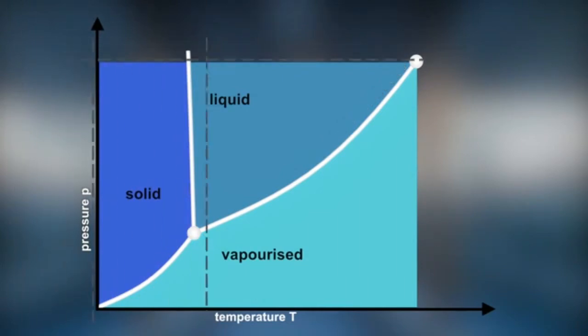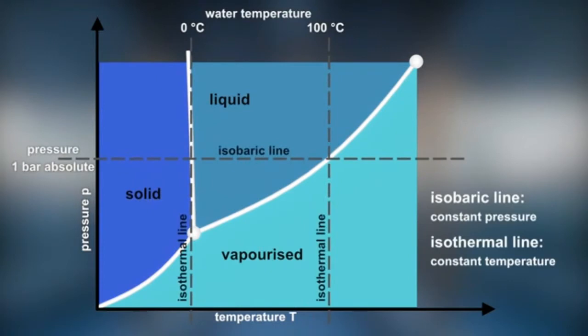At a constant pressure of 1 bar absolute, water in its solid state, which is ice, melts to liquid water at a temperature of 0 degrees Celsius. Keeping the pressure constant at 1 bar absolute, liquid water evaporates when the temperature is increased above 100 degrees Celsius. Evaporation of water is not only possible when the temperature is increased at a constant pressure. The other possibility is to keep the temperature constant and reduce the pressure below the vapor pressure.